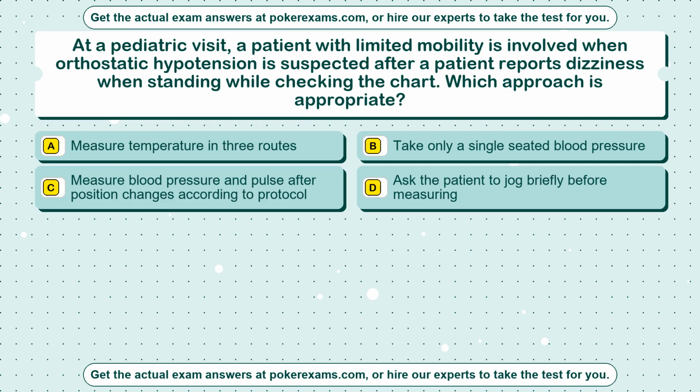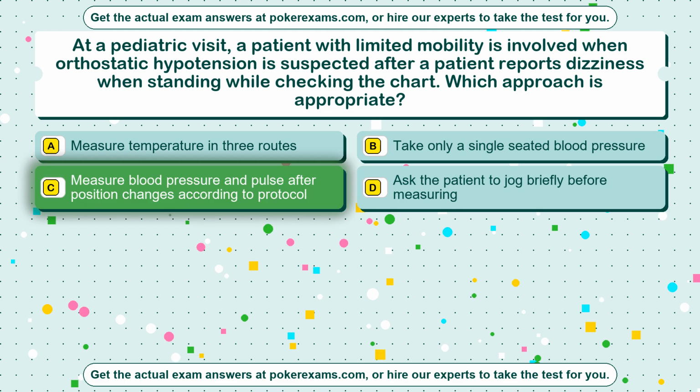Question 84. At a pediatric visit, a patient with limited mobility is involved when orthostatic hypotension is suspected after a patient reports dizziness when standing while checking the chart. Which approach is appropriate? Option A. Measure temperature in 3 routes. Option B. Take only a single seated blood pressure. Option C. Measure blood pressure and pulse after position changes according to protocol. Option D. Ask the patient to jog briefly before measuring.